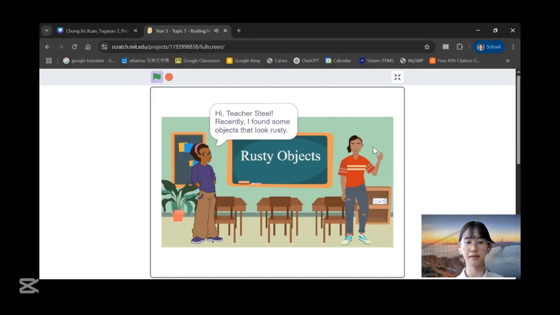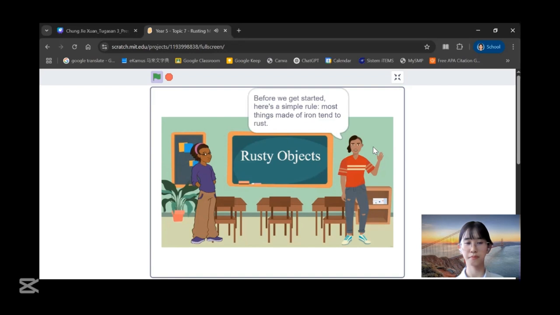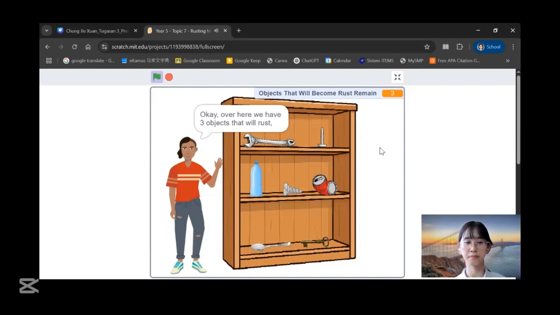Hi, Teacher Stu. Recently, I found some objects that look rusty. I wonder what kind of objects tend to rust? That's a great question, Amy. Before we get started, here's a simple rule. Most things made of iron tend to rust. Are you ready to find out which objects rust? Yes, I'm ready. Okay, over here we have 3 objects that will rust and 4 objects that will not rust. Let's take a look at these objects and tell me which ones you think will rust.